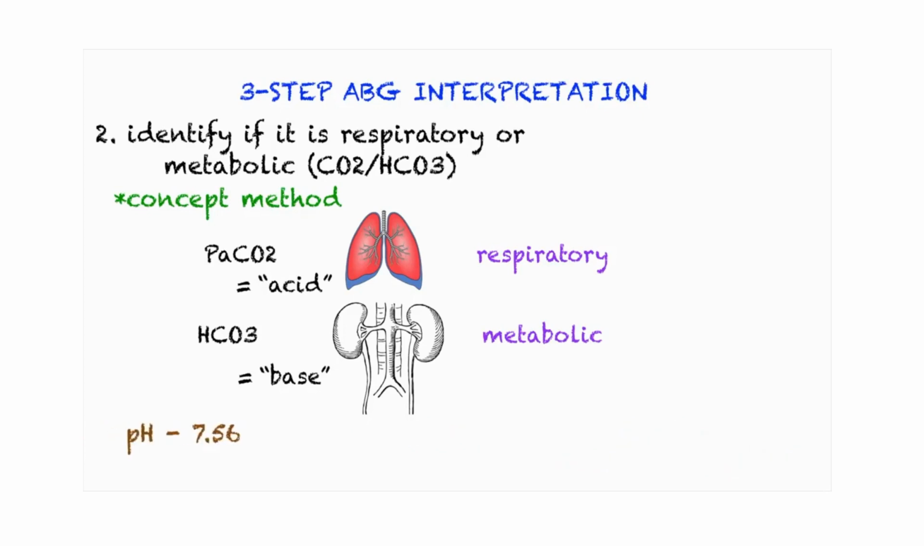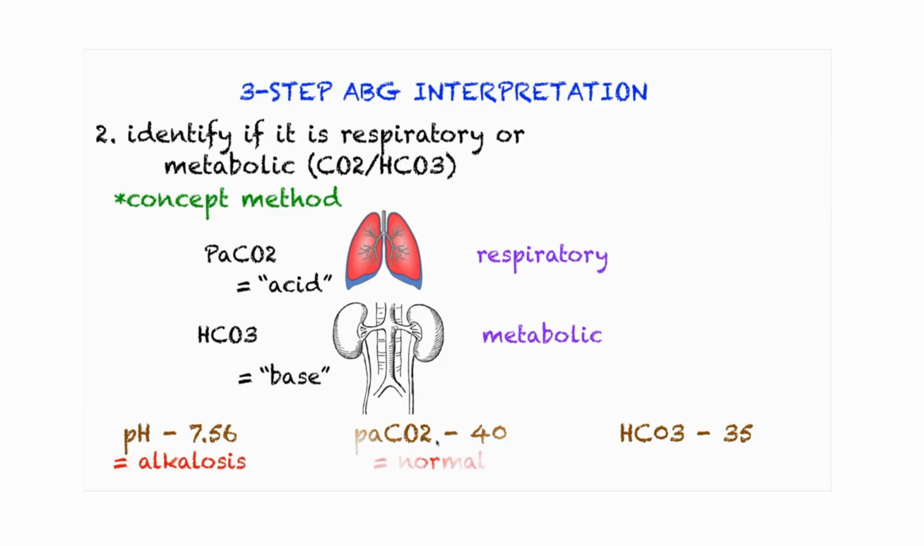Another example, 7.56. We have 44 carbon dioxide and bicarbonate of 35. Looking at the pH, we have alkalosis. Our PaCO2 is normal. Our normal is 35 to 45. And our bicarbonate is 35. Since our abnormal is bicarbonate and the CO2 is normal, we have a metabolic condition. And we relate that with our pH. We have metabolic alkalosis. And this makes sense because the more bicarbonate you have, the more basic your blood is.